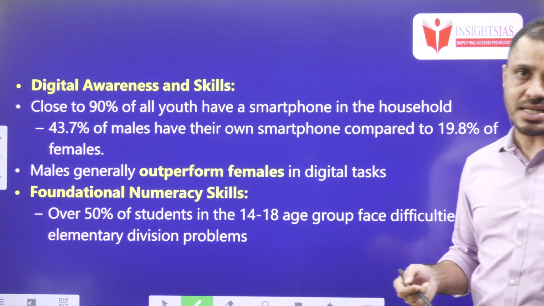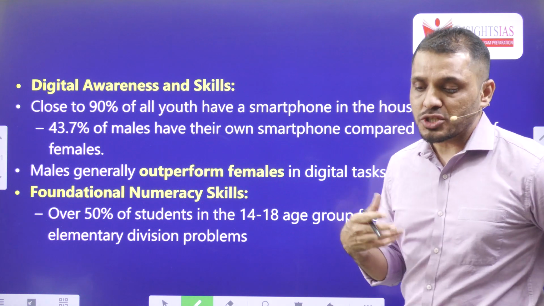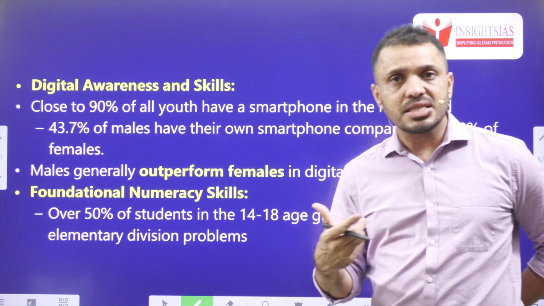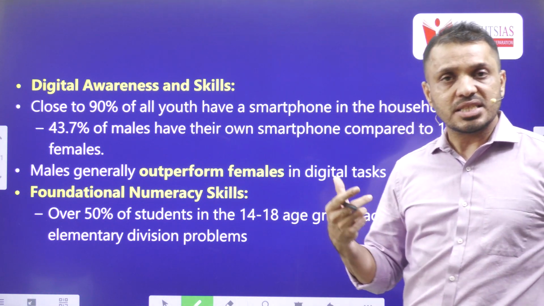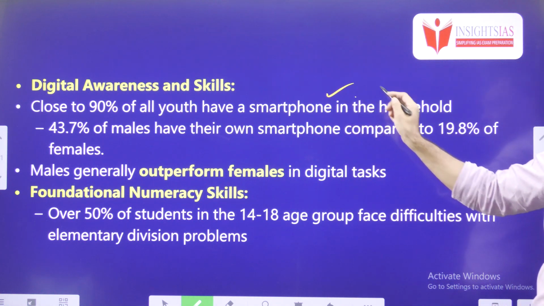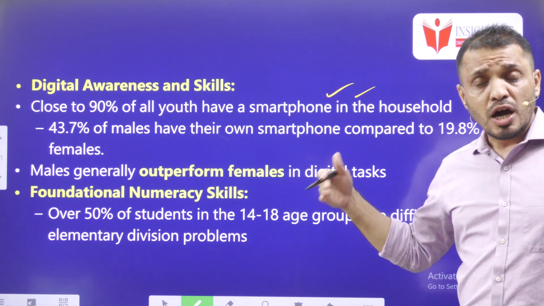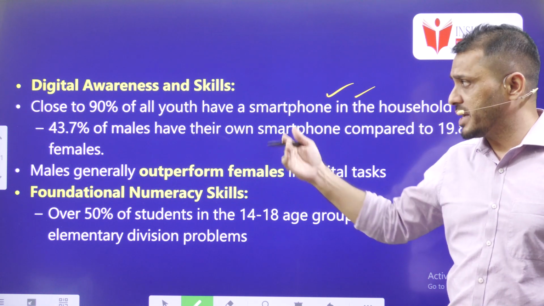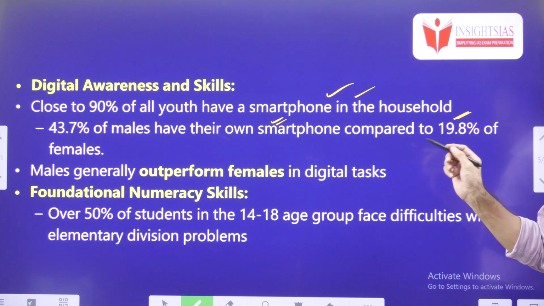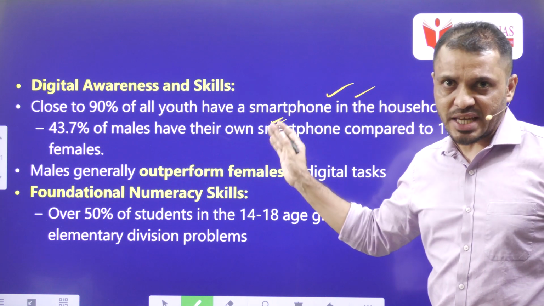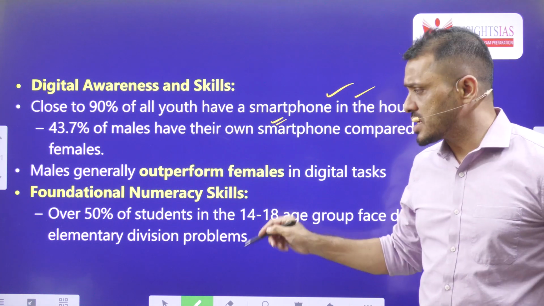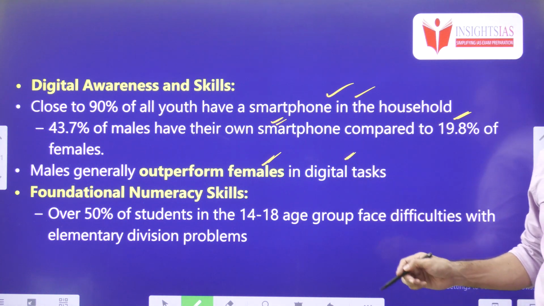Next, digital awareness and skills. We all know that nowadays students have more access to smartphones and digital awareness has also penetrated a lot. Regarding digital awareness, close to 90% of youth now have a smartphone in their households. And out of that, around 43.7% of total males have their own smartphone compared to females, which is around 19.8%. So this is about the digital gap between males and females between 14 and 18. Generally, males are outperforming females in digital tasks.